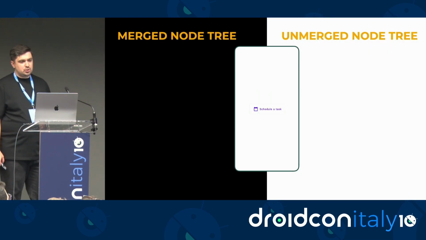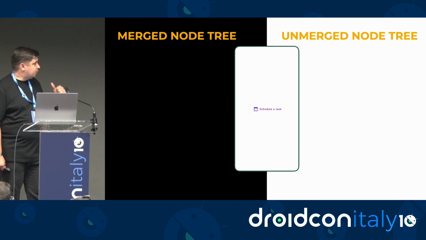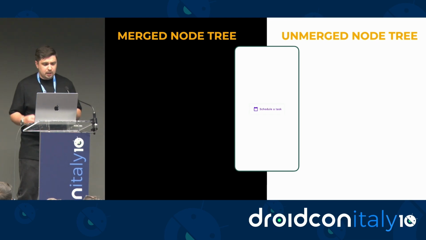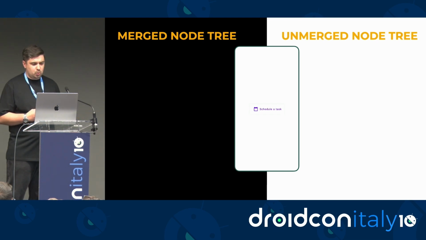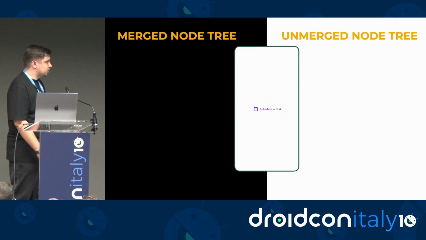And one really huge difference which we have in Jetpack Compose compared to View is two types of trees. Because with View we had only the View tree, and with Jetpack Compose we have a merged node tree and an unmerged node tree. The big difference here we will explore with this super simple example. In the middle of the screen we have a button. This whole screen was fully created with Compose.